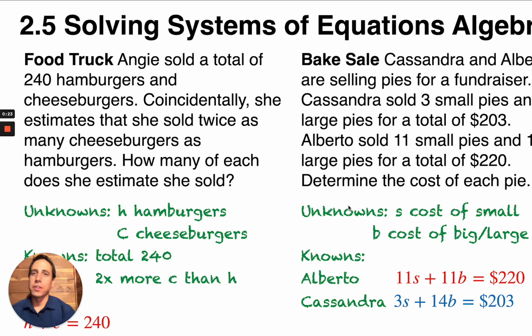Food truck. Andrew sold a total of 240 hamburgers and cheeseburgers. Coincidentally, she estimates that she sold twice as many cheeseburgers as hamburgers. How many of each does she estimate she sold? This is something we could graph if we wanted to with yesterday's techniques. We could line them up on a graph, create two equations, graph them, find the intersection, and that would be the answer. We're going to do it without a graph today.